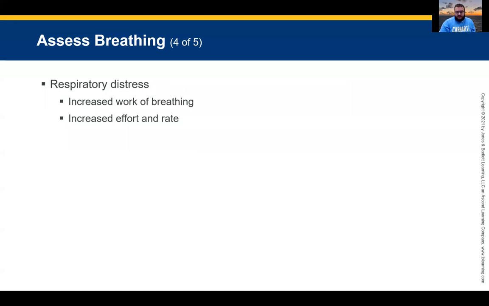Respiratory distress is increased effort or rate. If they're having to work harder to breathe, they increase the effort or the rate. Those are the things I use to assess it. Are they breathing normally? Are they labored breathing? Are their respirations increasing and they're just having to work harder to get oxygen on a normal basis? That tells me I need to oxygenate.